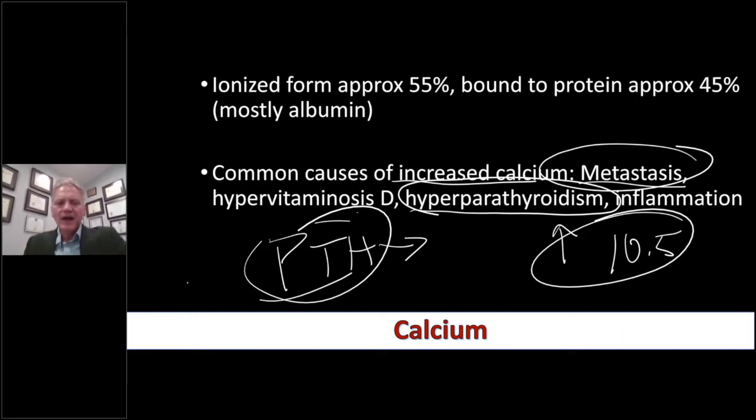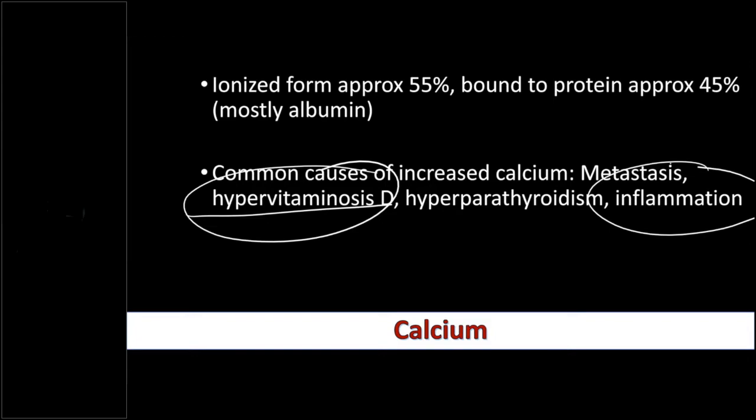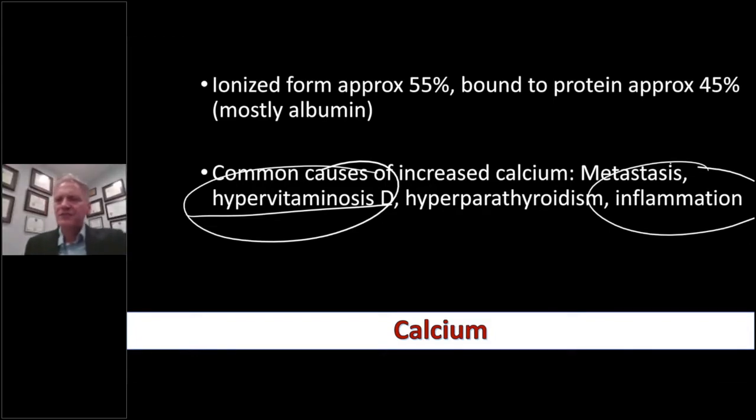And another thing that can elevate calcium is going to be inflammation. I didn't talk about vitamin D, I'll do that. But with inflammation, we usually don't see the calcium go up to 11.5 or 12. But if somebody's inflamed, sometimes you'll see that calcium kind of in that 10.5 to 11 range. You can be in that area.